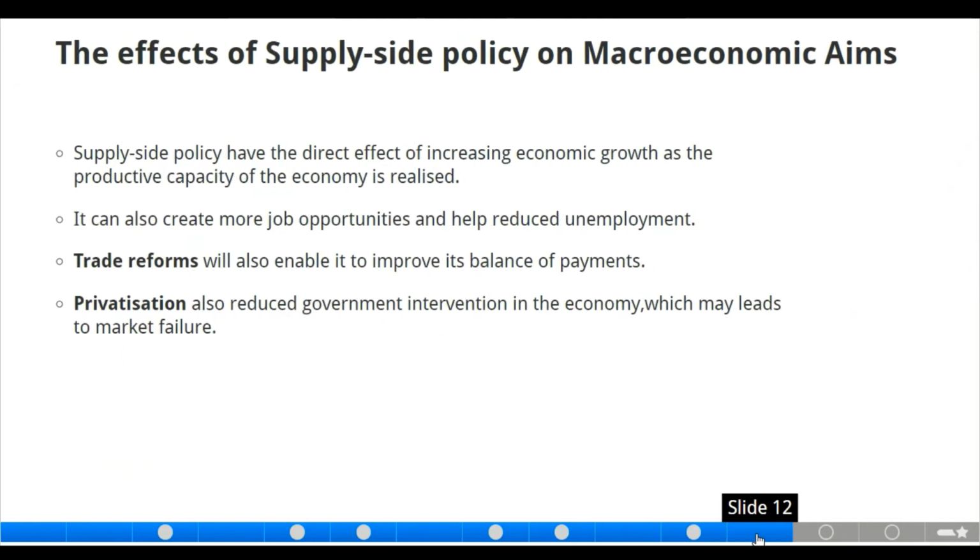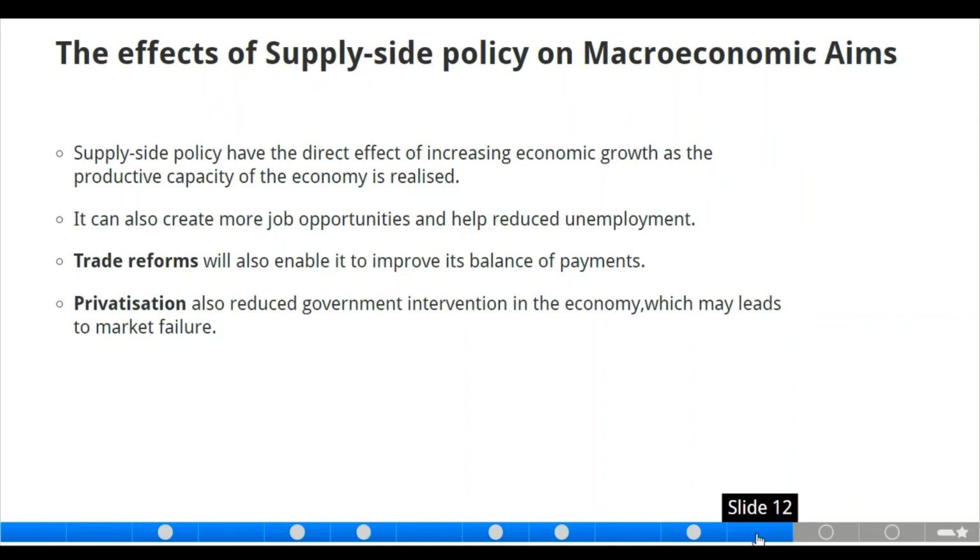Now here we have the effects of supply side policy on macroeconomic aims. Again, supply side policy has the direct effect of increasing economic growth as the productive capacity of the economy is realized. Supply side policy can also create more job opportunities and help reduce unemployment. Of course, when there is an increase in productivity, there will also be an increase in labor, which creates more employment.